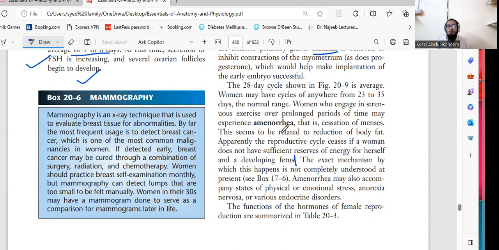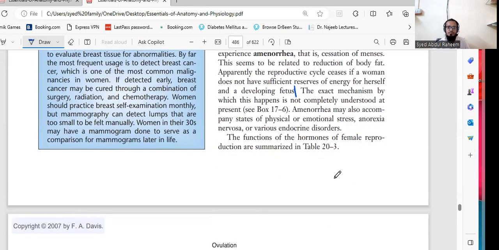If the body doesn't have energy, the menses will be delayed because the body doesn't have blood flow. During menstruation, we need a large amount of blood flow. Adequate blood flow is not there, so it doesn't happen. Amenorrhea will happen. The exact mechanism by which it happens is not completely understood at present. Amenorrhea may also accompany a state of physical or emotional stress, not eating food, or various other disorders.